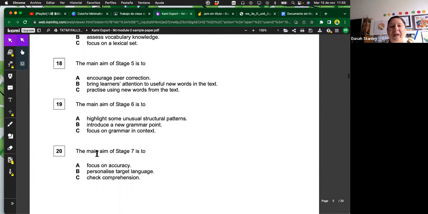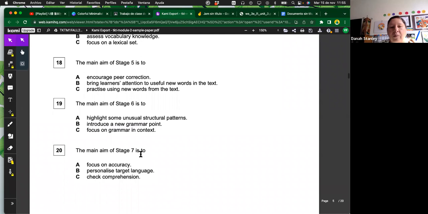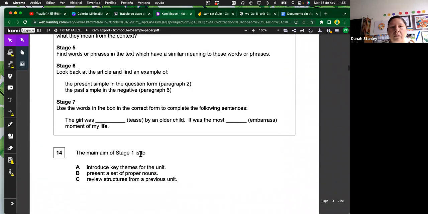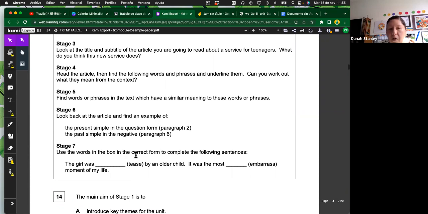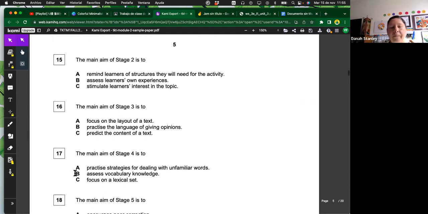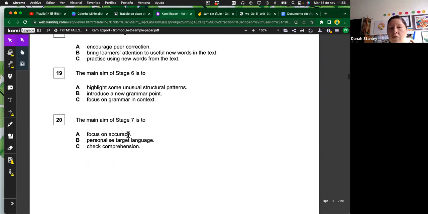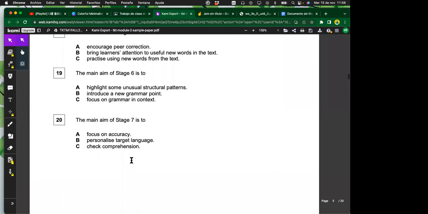All right. The main aim of stage number 7 is: use the words in the box in correct form to complete the following sentences. The girl was teased by an older child. It was the most embarrassing moment of my life. Focus on accuracy, personalize target language, or check comprehension. B. Sorry? B. B as in boy.